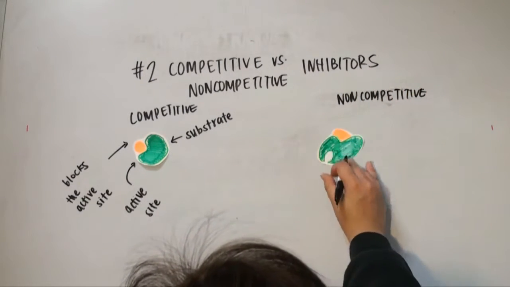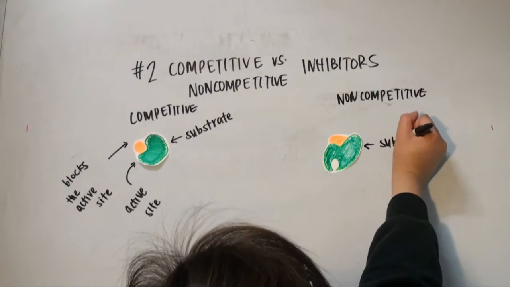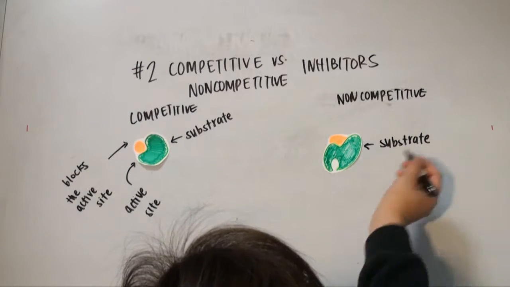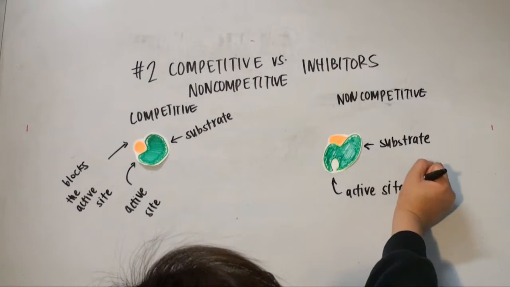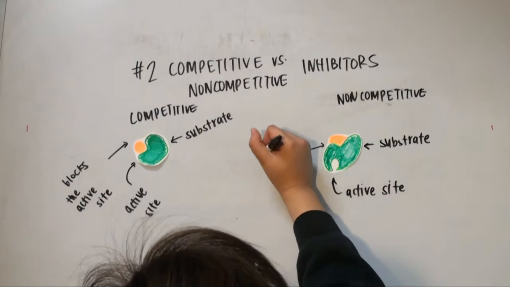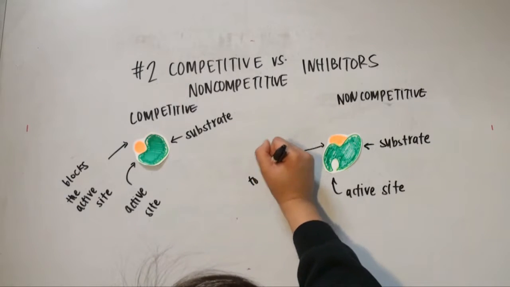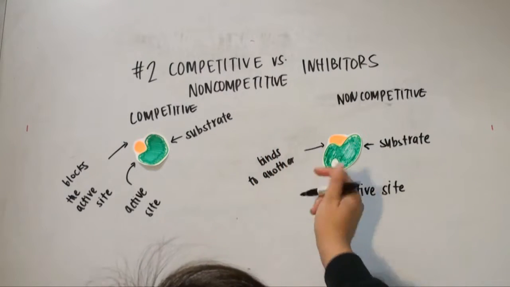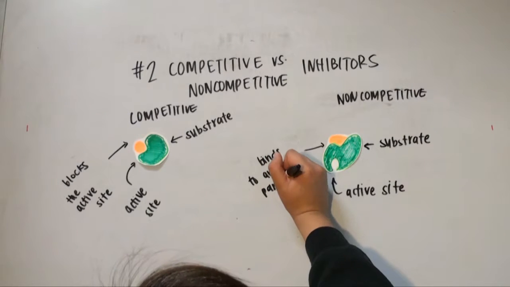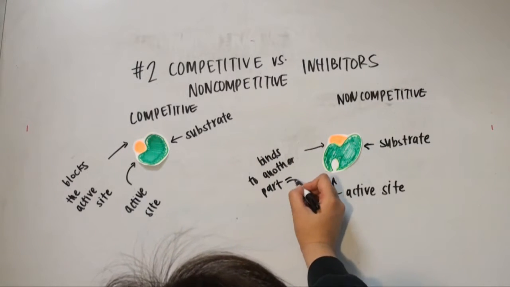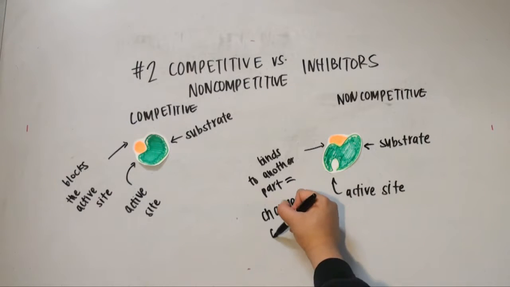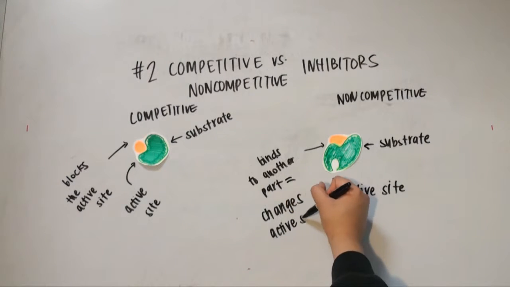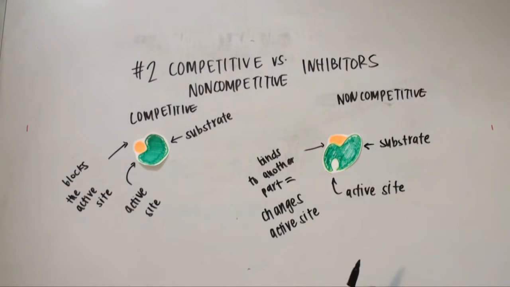So for our non-competitive, we again have the substrate, which is this nice green blob. And our active site is that little white dent. And again, our little yellow-orange ball is going to be our inhibitor. So what the non-competitive inhibitor does is that it binds to another part of the substrate, which then changes the active site. So enzymes with the receptors meant for the original active site cannot bind to it. That means the enzymes can no longer function.